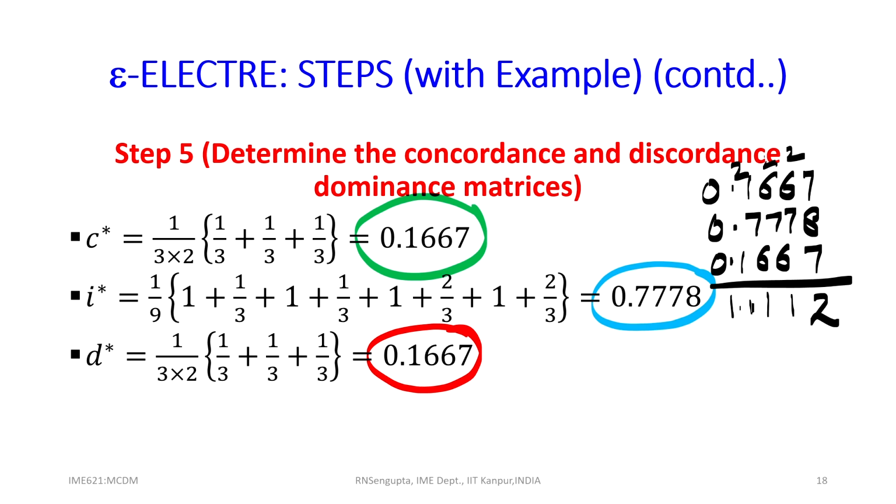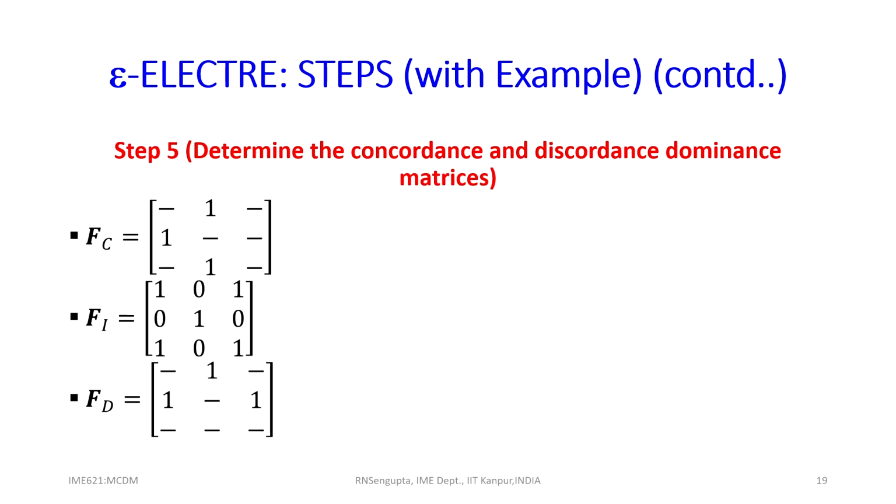So, obviously, it would not be 1. It was also not 1 when we considered only the concordance and discordance set. Why I did that, I will come to within a few minutes. Now, based on the concordance, based on indifference and based on the discordance, I formulate the matrix F.